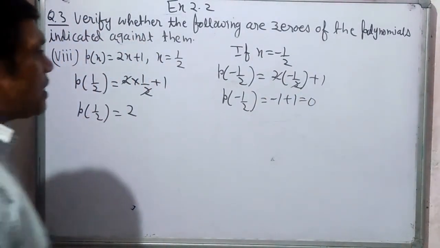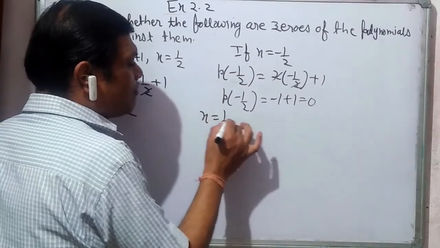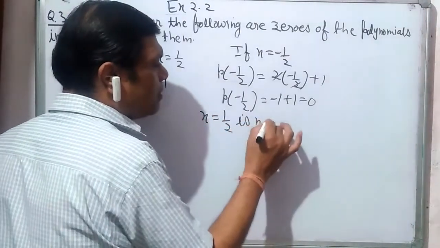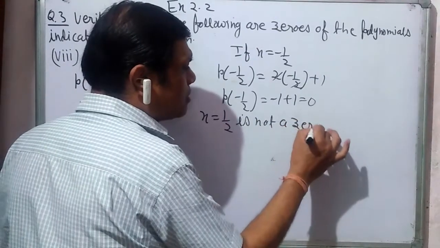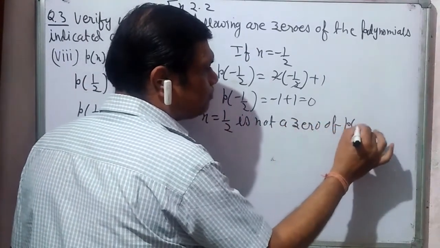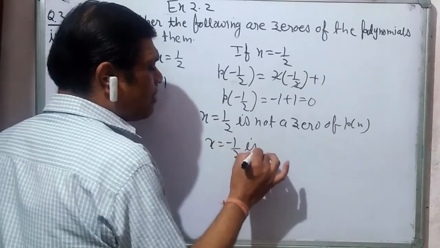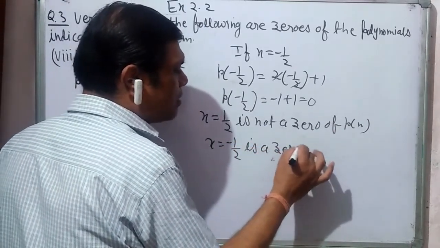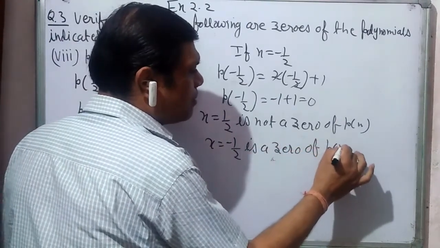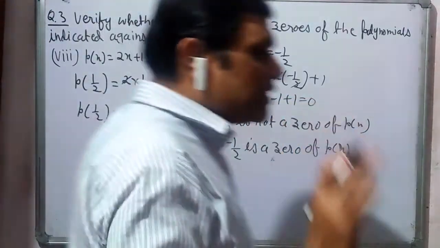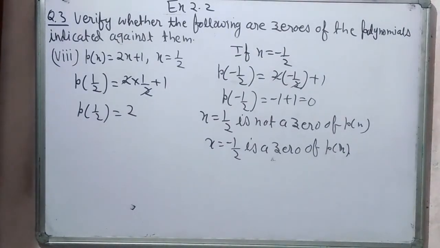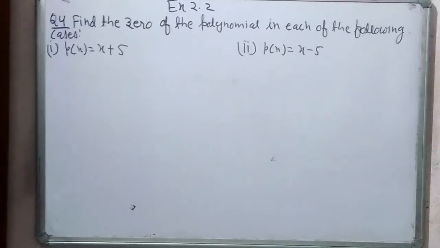Right? What I observe is x equals 1 upon 2 is not a 0 of p(x), but x equals minus 1 upon 2 is a 0 of the polynomial. So students, whatever cases are there, whatever values of x are given, we have to actually put that value and verify if it is a 0 or not.